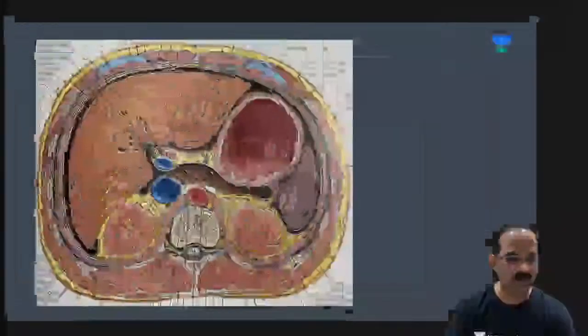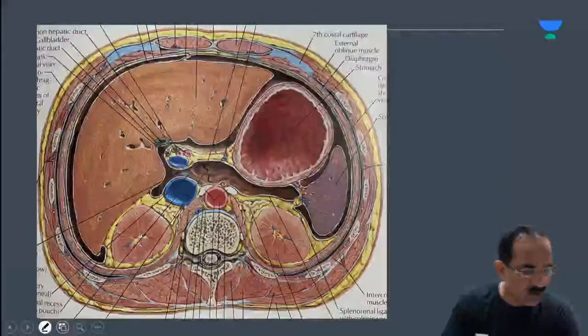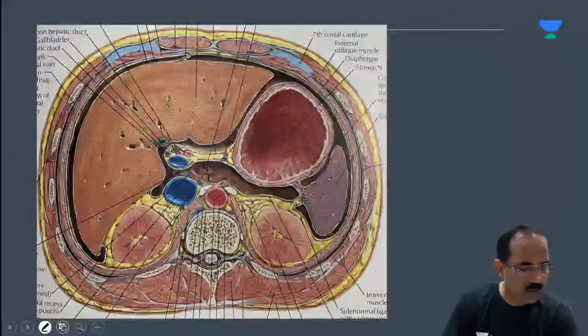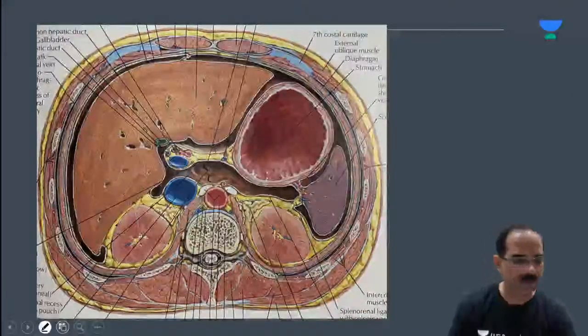Chalo, bolo. What is this? हाँ, मैं बोलता हूँ ना फैजान, relation है ना, relation बोलता हूँ of these three structures है ना, in the lesser omentum. I'll tell you, बच्चा, I'll tell you.